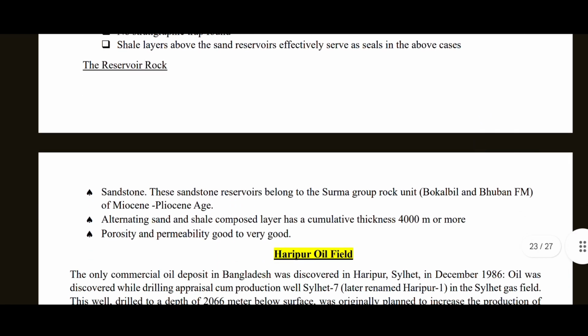The reservoir is sandstone, the Surma group, Bokabil and Bhuban formations of the Miocene age. The sand-shale composite layer has a cumulative thickness of 4,000 meters or more, and the porosity and permeability are good to very good. And in the next video, we will learn about the Haripur oil field and so on.